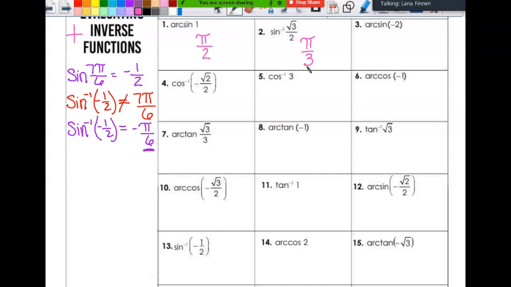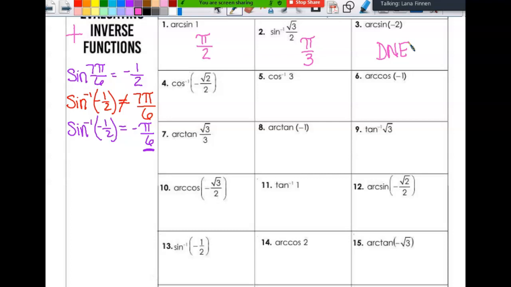All right? Arc sine of -2. So when is sine -2? Is it ever -2? No, it's not, because your domain, your input, can only go from -1 to 1. So this isn't even an allowable input, so this just does not exist.